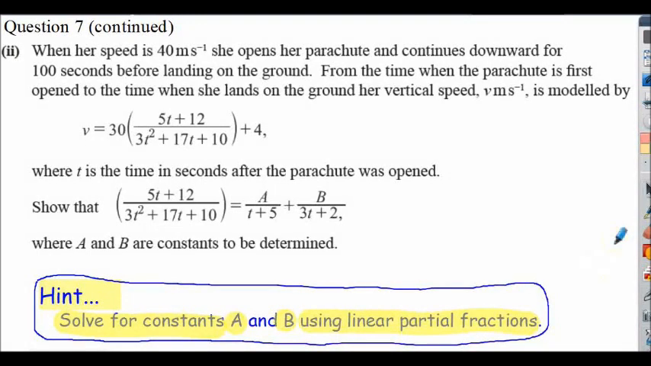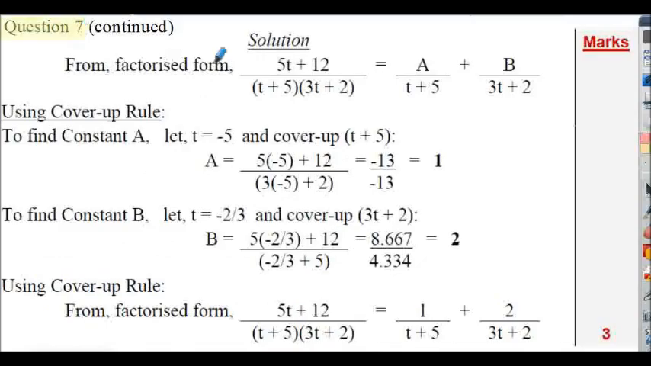I encourage you to stop the presentation and attempt question 7 part 2, but I'll show you the full work solution on the following slide. So question 7, here's the solution. I'm using the cover-up rule here to determine constants A and B. I'll let you review the solution here at your own pace. The value for constant A is 1 and for constant B is 2.